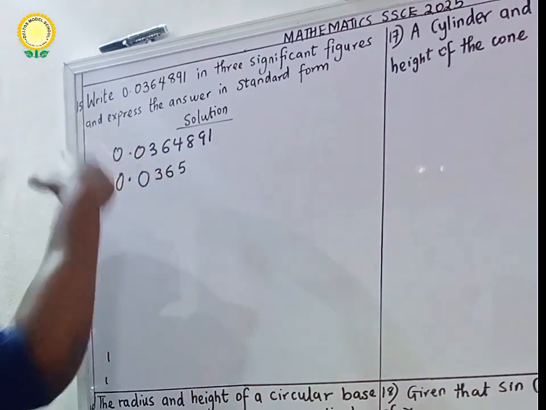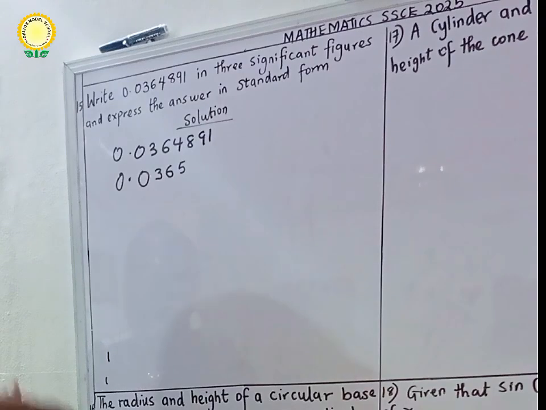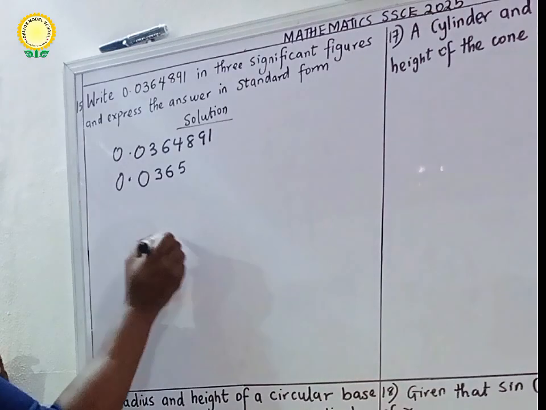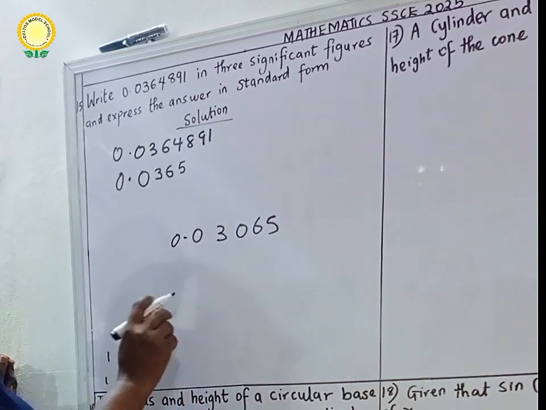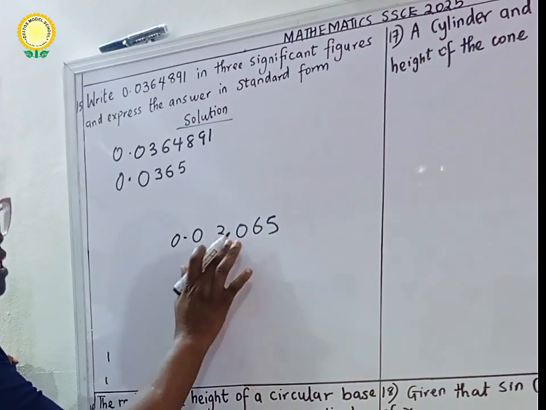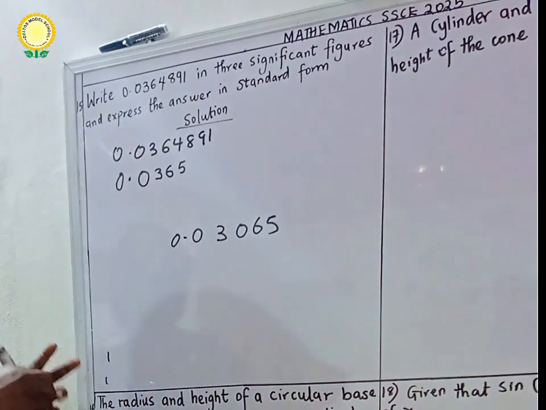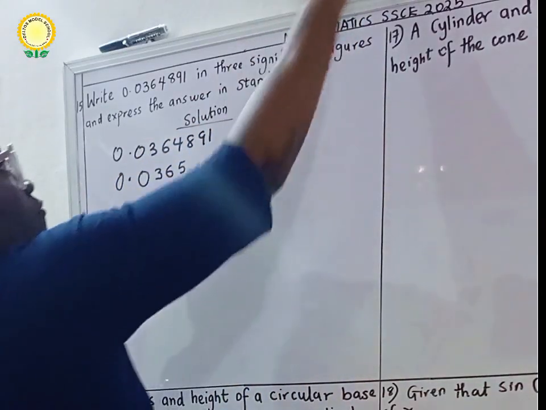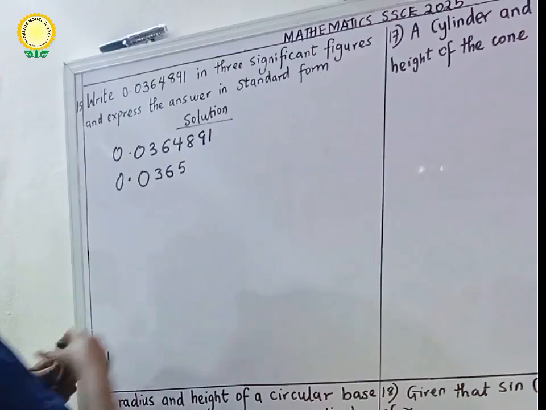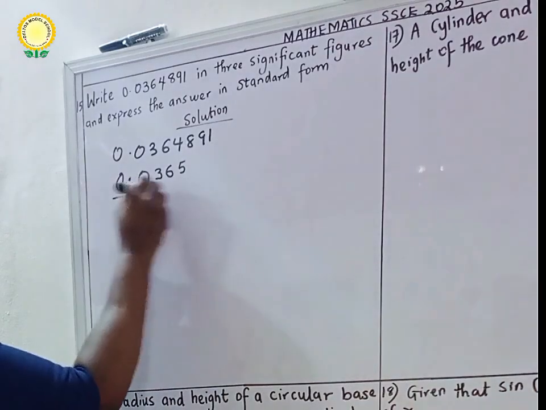But if there is 0 in between the non-zero digits, you are going to include them. For instance, if you have 0.03065, the 3 significant figures will be 306. Is that okay? So it's a bit tricky. You need to be very careful when you are working with zeros. So this is our answer.